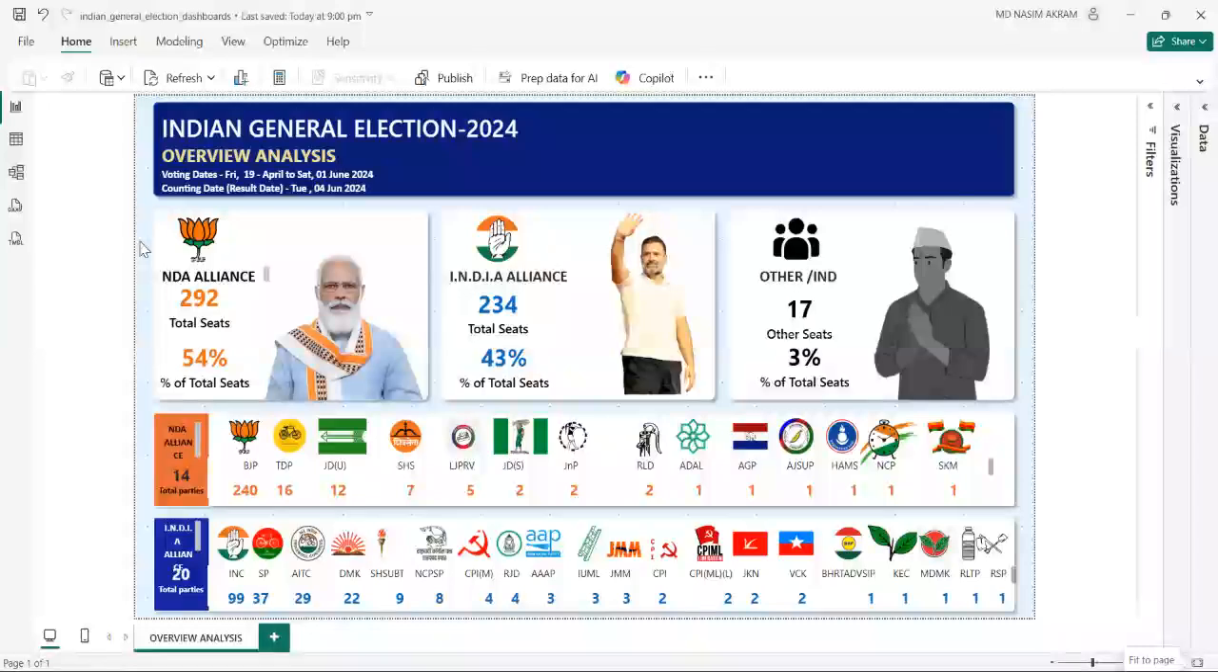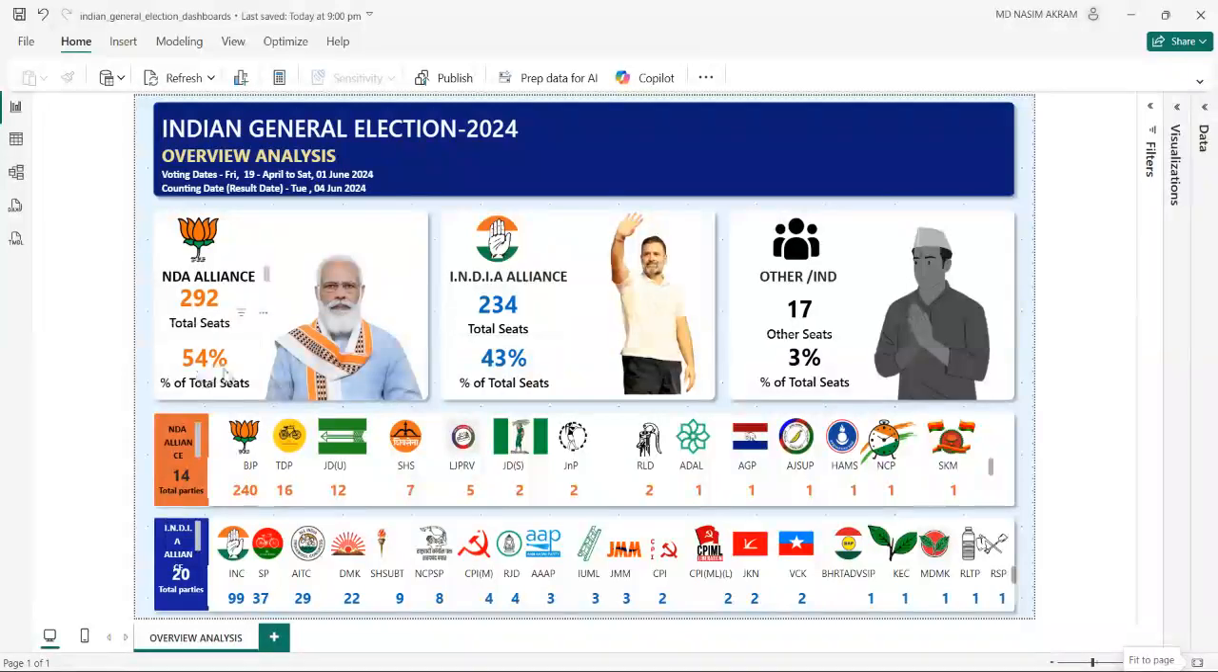So basically, this project is not yet completed. It has a lot of other dashboards to be completed, but this is the first dashboard of this project, where we have a little overview of the Indian general election, where we come to know that the NDA alliance got 292 seats in forming the government at the center, and it has 54% of the total seats. So basically, we have 543 total seats, out of which NDA got 54%.